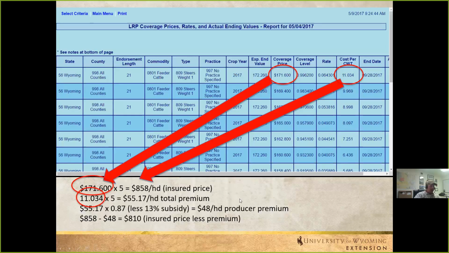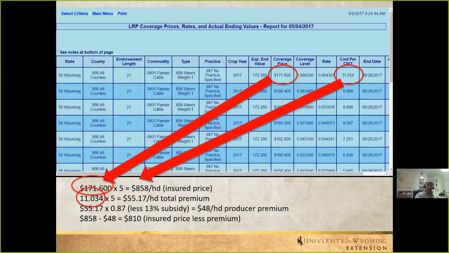Now here's where we do the subtraction: the price that we're protecting minus our premium. Essentially, I've got the opportunity now to say $810 steers in the fall, or late September. Is that something I want to guarantee, that right now I'm willing to pay $50, or $48 a head, to guarantee that those regional average steers will be worth $810 in the fall?